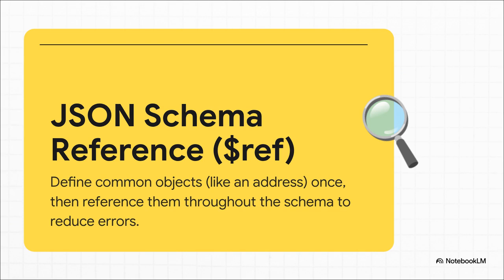Yeah, let's zoom in on that last one, $ref, because it's a lifesaver. It's a standard thing in JSON schema that basically lets you follow the don't repeat yourself principle. You can define a common object, like, say, a customer address, one time, and then just reference it anywhere else you need it in your schema.